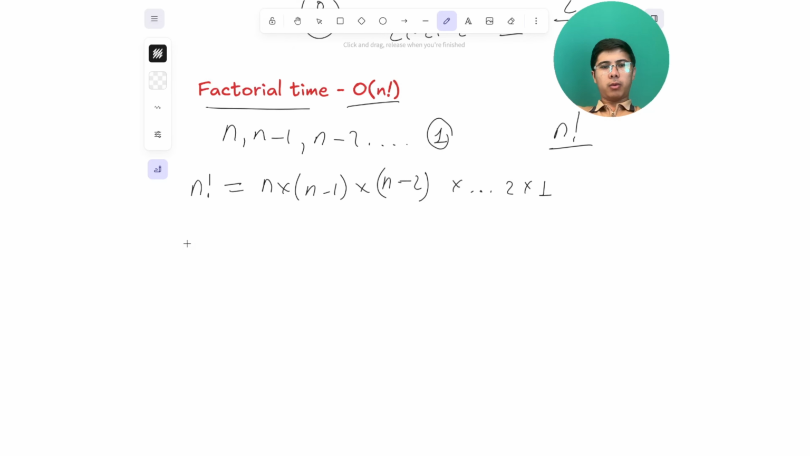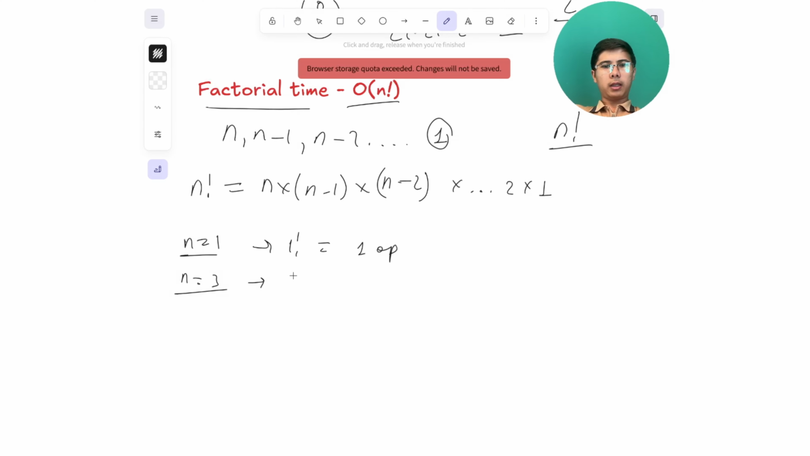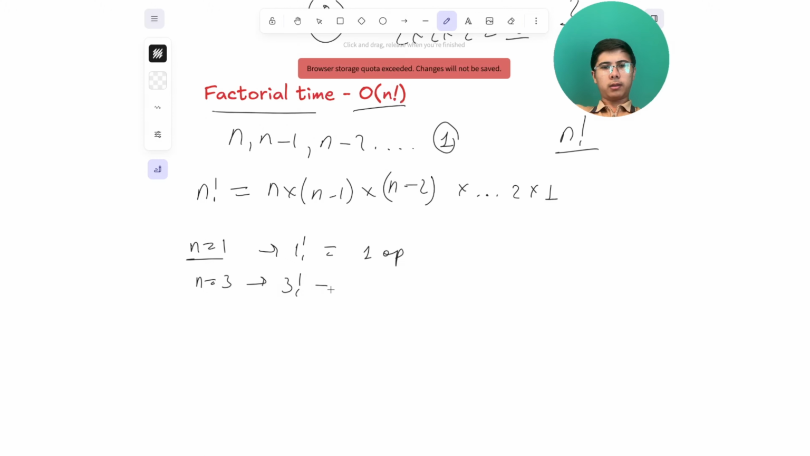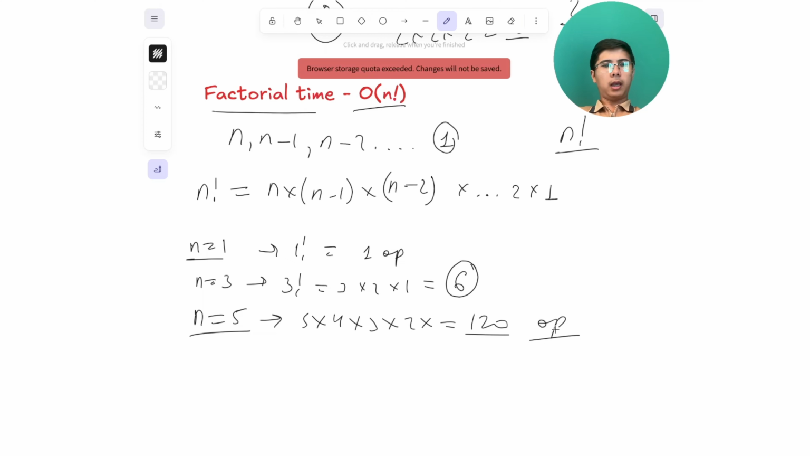Like we can see, if our n equals 1, that means 1 factorial, that means 1 operation. If n equals 3, that means 3 factorial, 3 multiply 2 multiply 1, that equals 6 operations. Again, if our n input equals 5, 4, 3, 2, and 1, it equals 120 operations. If we write 20 here, 20 factorial becomes a very big number. A computer may need years to calculate them all.